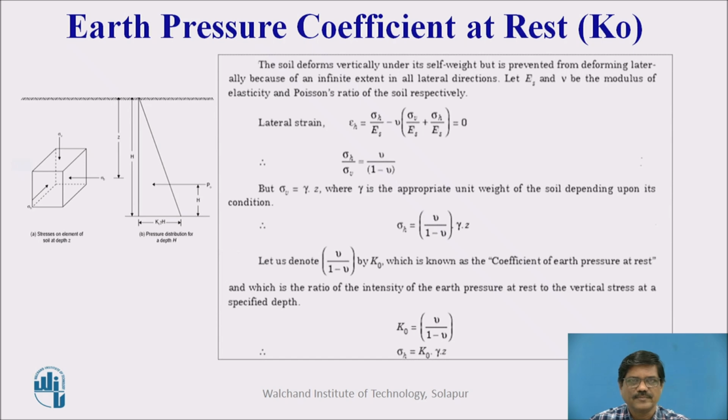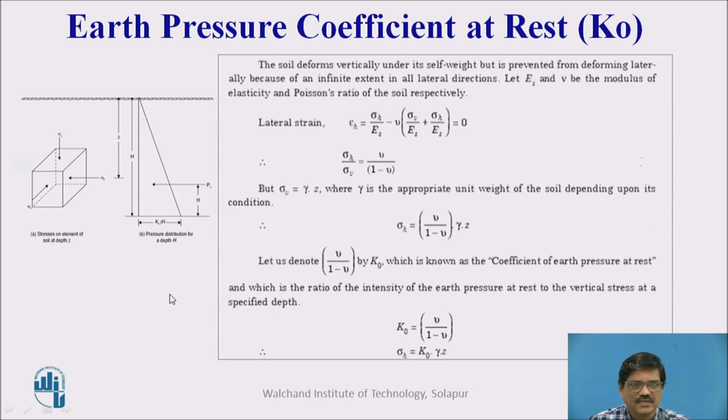The earth pressure coefficient is nothing but the ratio of horizontal pressure to vertical pressure, which is developed within the soil mass at the back side of the retaining wall. Here, we will consider first the coefficient of earth pressure at rest condition, which is denoted by K0.